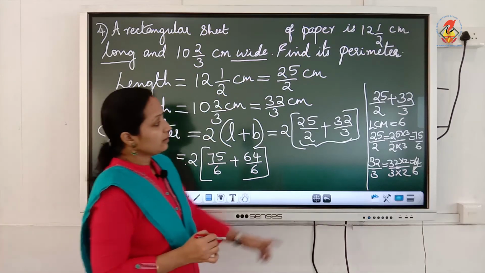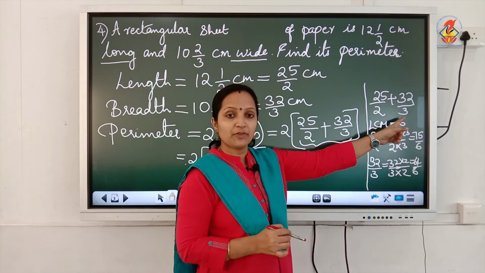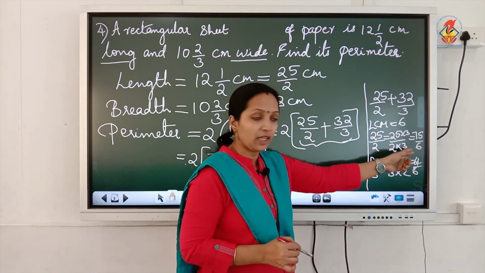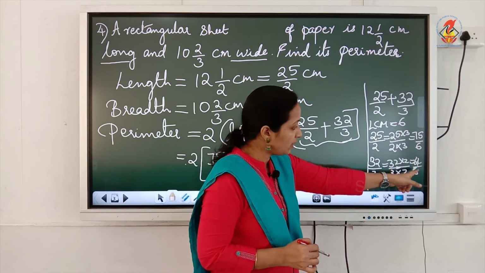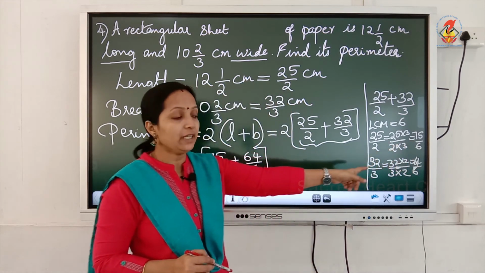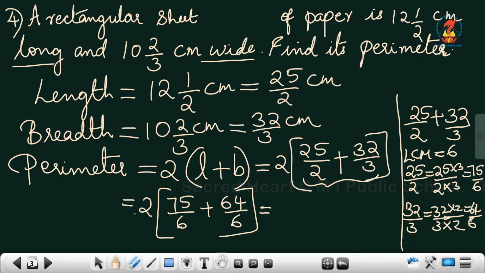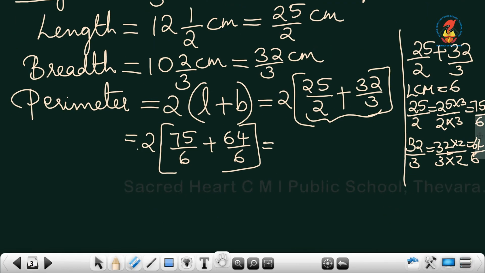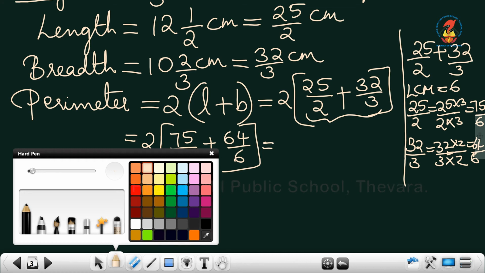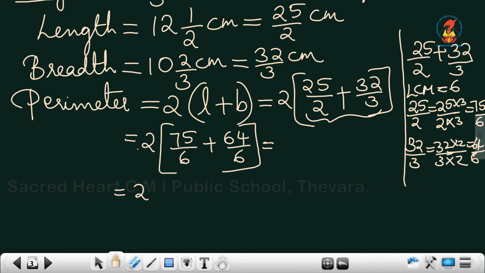Okay. Here the denominators were different, so you find the LCM and find the equivalent fractions. So we got two equivalent fractions having the same denominators, so they are like fractions. If we get like fractions only, we can add the numerators, is it? So what is the answer here? 2 into 75 plus 64. What is 75 plus 64? 139 by 6. Okay, 139 by 6.